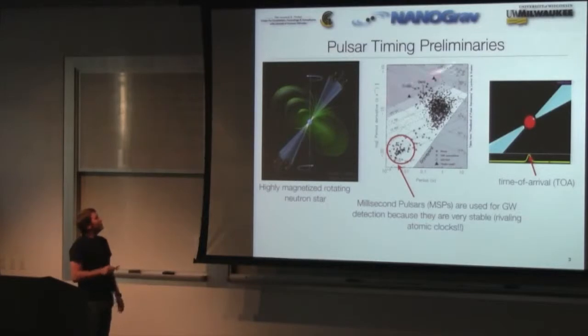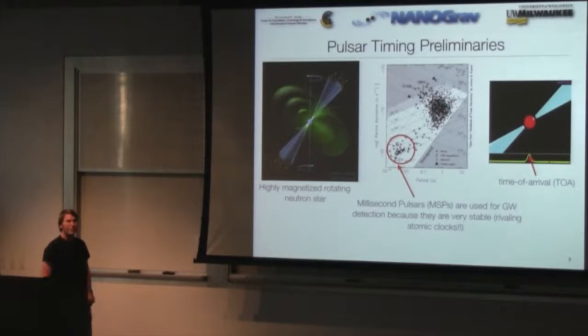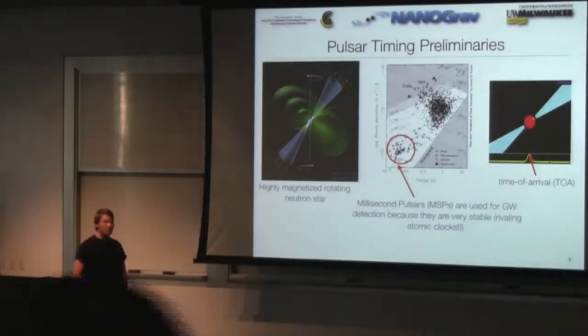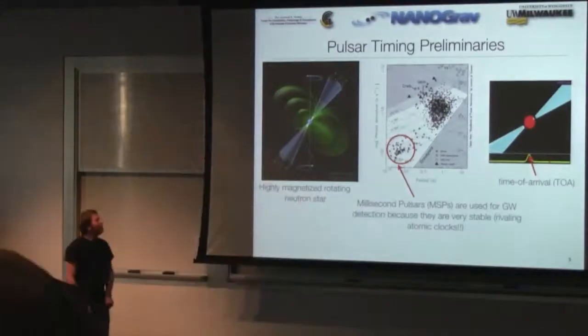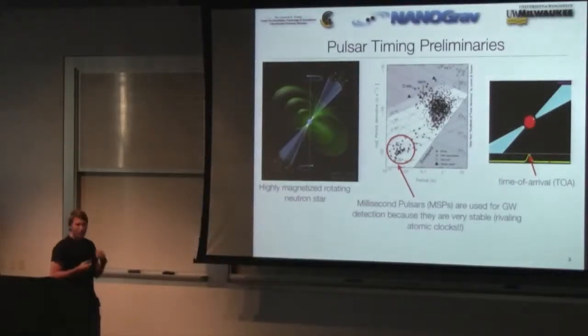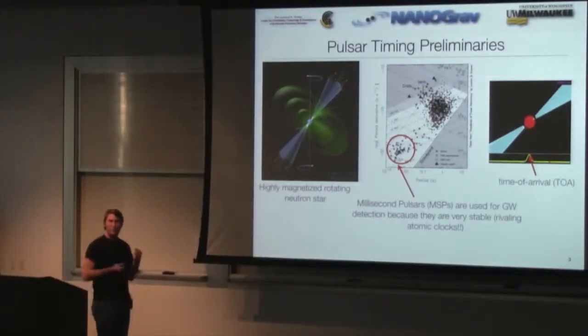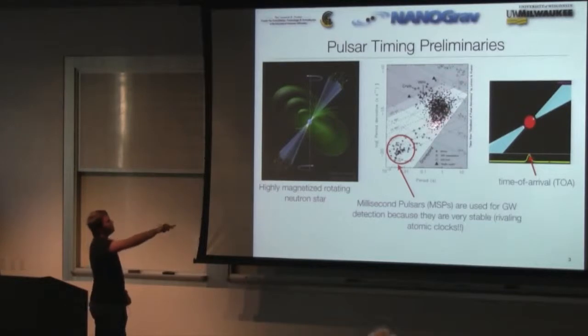Okay, so first, very basics. Pulsars are highly magnetized, rotating neutron stars. Here's the canonical picture that everyone uses in every talk. But for the kind of experiments we're doing, we don't want just normal pulsars. So there's a big category of pulsars up here in this P-Pdot diagram. This is the period derivative of the pulsar, and this is the period.